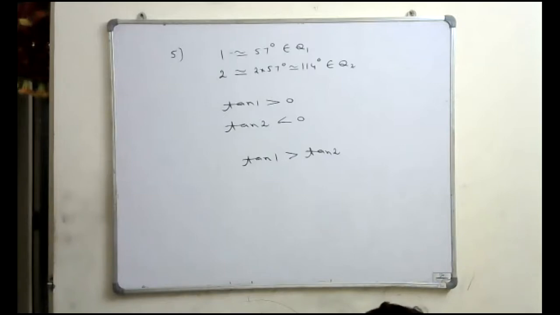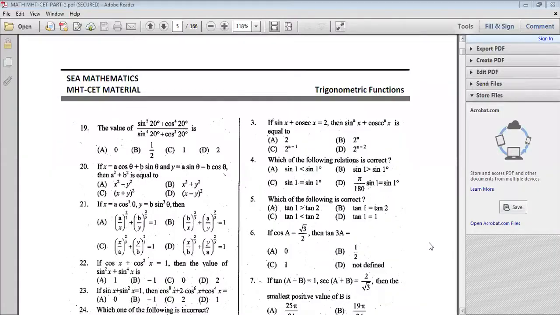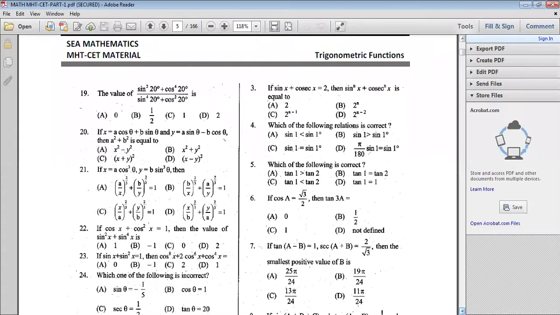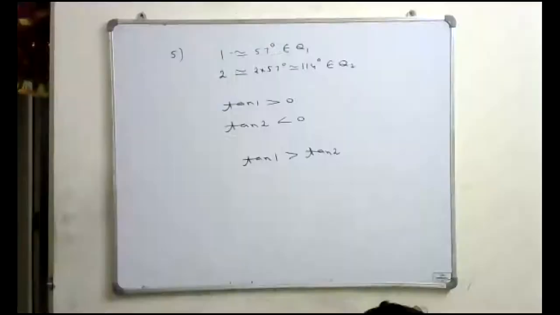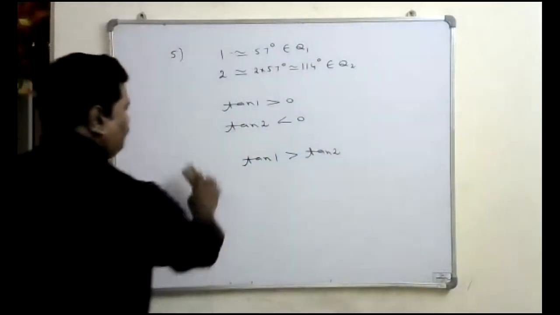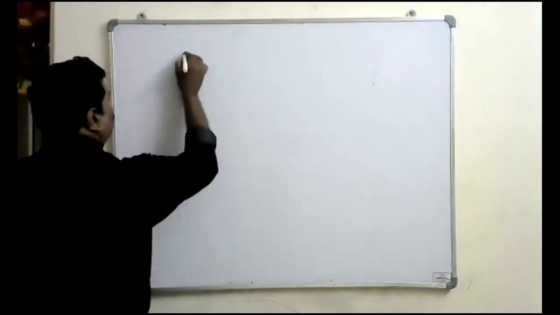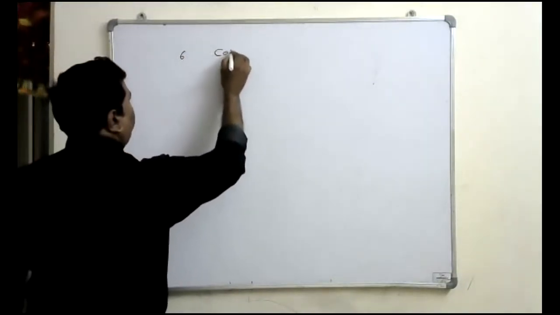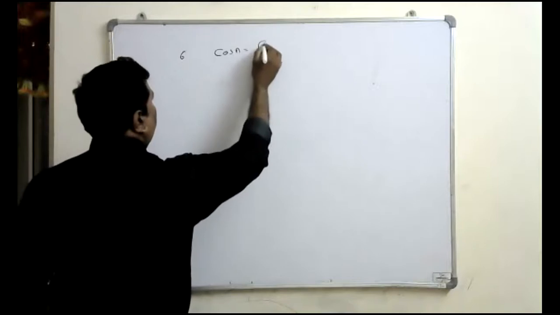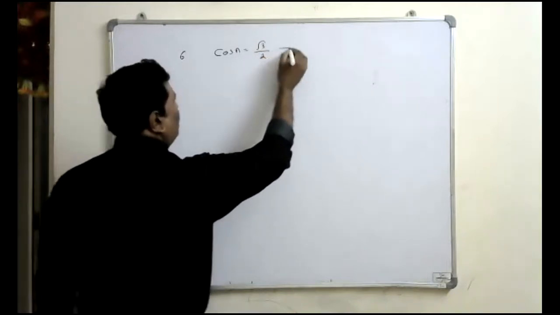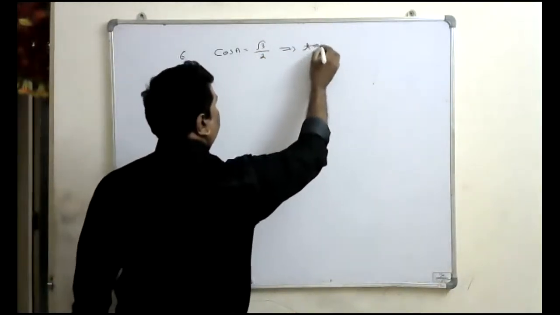Next, look at the next problem. Observe this problem. Cos A is given as root 3 by 2. Then what is the value of tan 3A? Observe this. Cos A is given as root 3 by 2. Then what is the value of tan 3A?